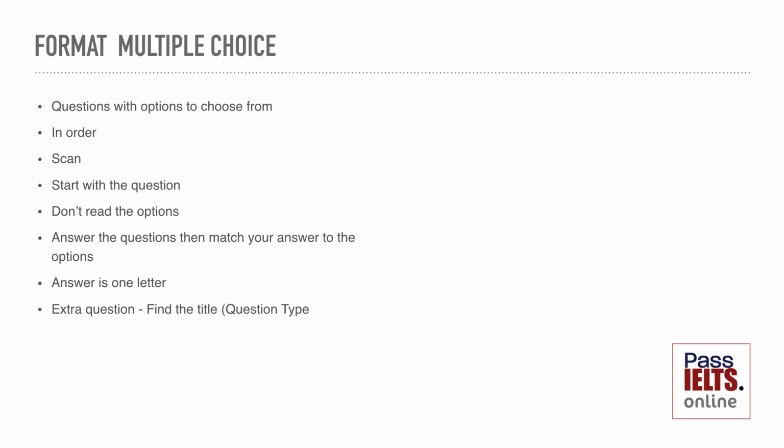In this case, there is 1 extra question, which is to find the title, which is a question type. Again, it's a multiple choice, but you have to choose from 5 options, and you have to say which would be the best title for the passage.